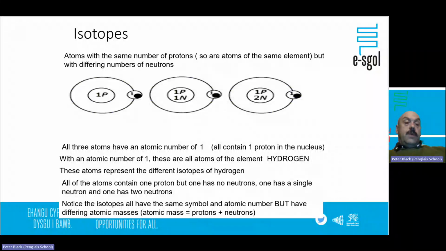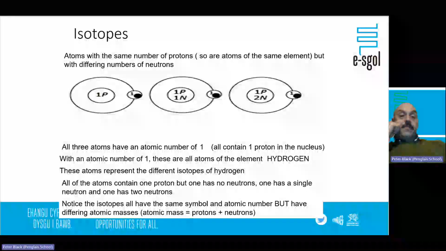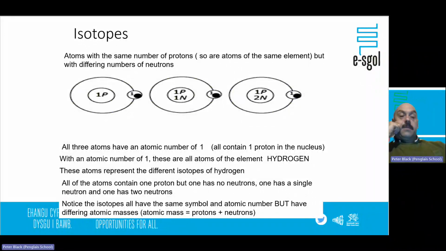Okay, so what I've got here then, I've got 3 atoms, and if you look at the atoms, they're not the same, they're slightly different. But to all intents and purposes, they are the same atom. And what I mean by they're the same atom is they've got the same number of protons. And really, it's the number of protons that defines an element.